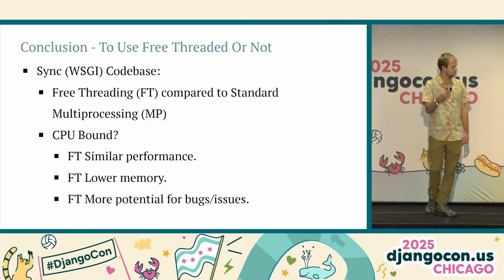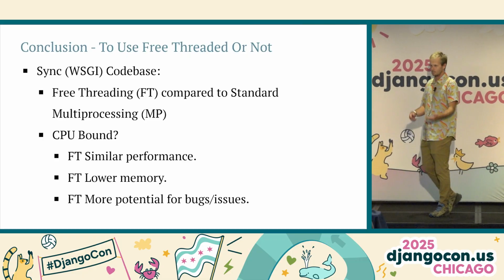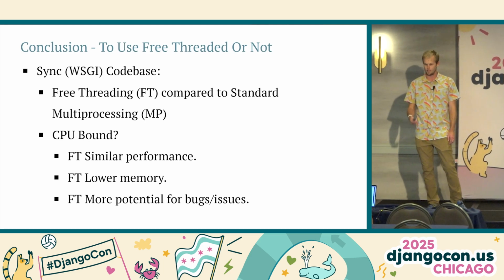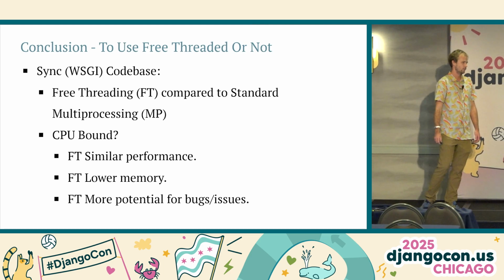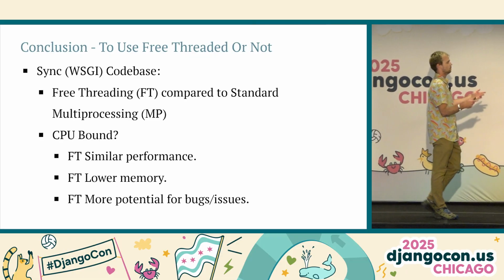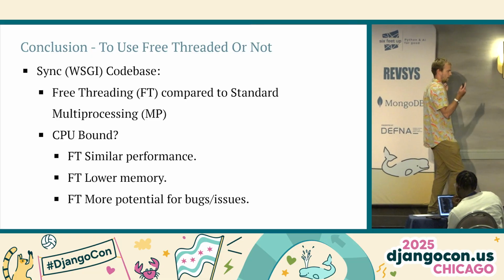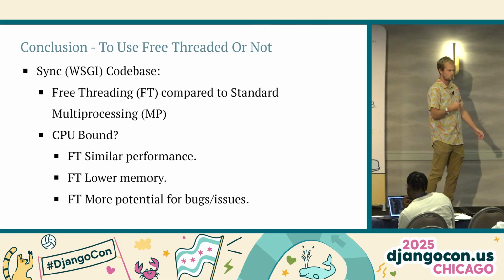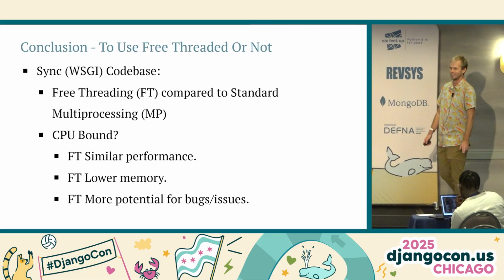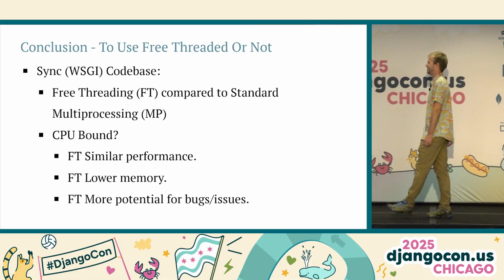And to conclude, should I use free-threaded or not? Well, you've got to first tell me, are you using sync Django or async? Because it's a very different answer depending on that. If you're using sync Django today, free threading compared to, say, multiprocessing, if you're CPU bound, it seems to have similar performance and lower memory, but it has more potential for bugs and issues, which are not easy bugs. You probably don't want to deal with these.